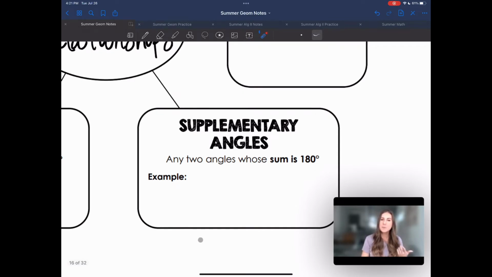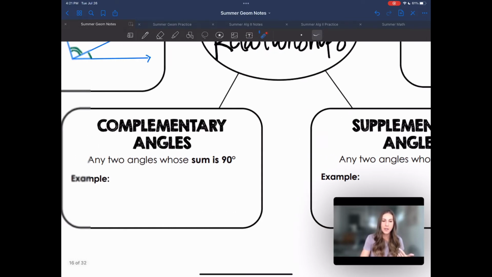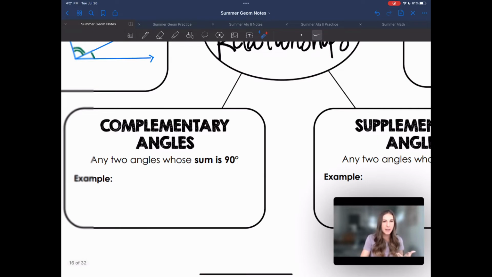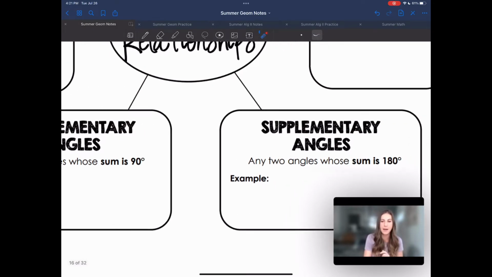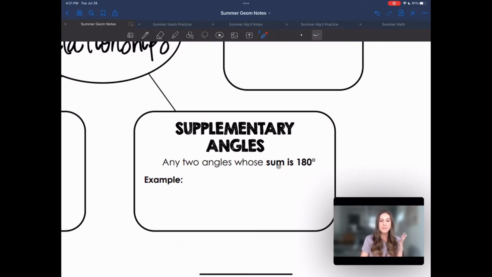Okay. Some of you may have learned supplementary and complementary in a previous math class. Most haven't, but some have. So these do have to do with their actual angle measures. So when we're talking about supplementary angles, those are just any two angles whose sum, like when you add them together, is 180 degrees. That's it.